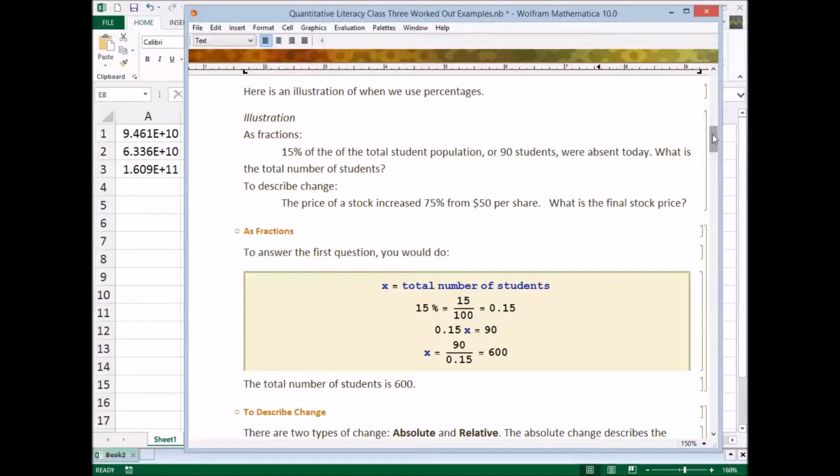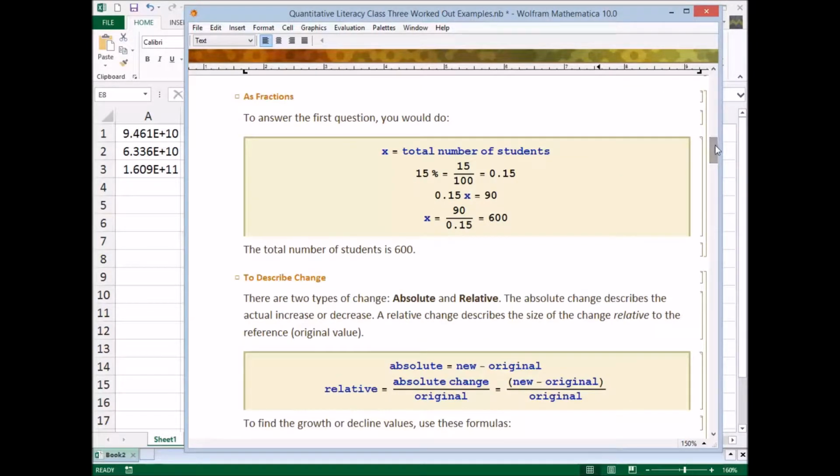Or you can use a percentage to describe change. For example, the price of a stock increased 75% from $50 per share. What is the final stock price? So let's take a look at one by one. Percentages could be used in fractions or decimals.